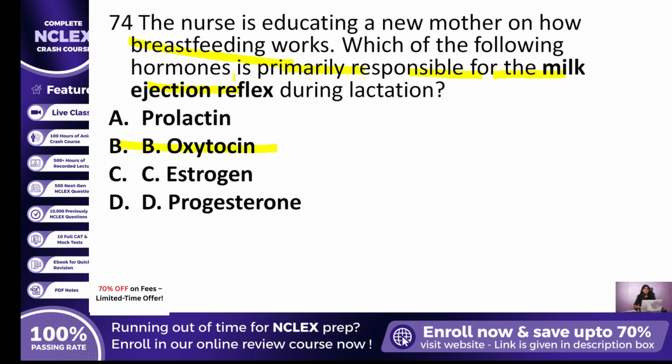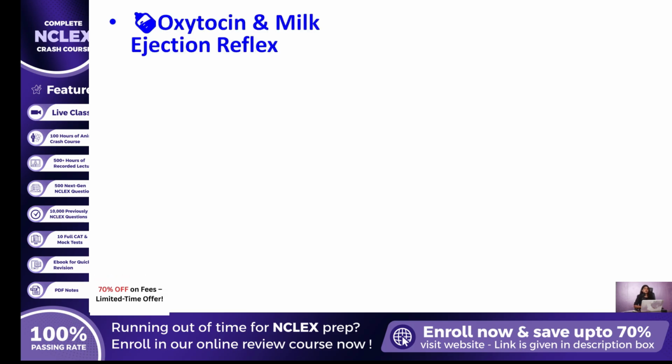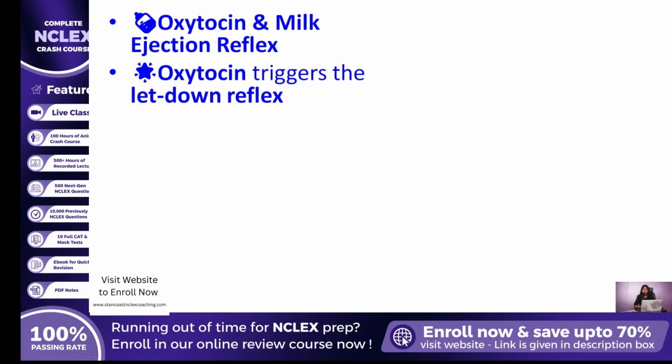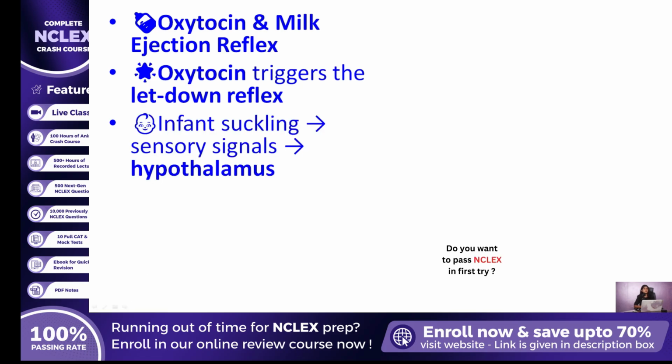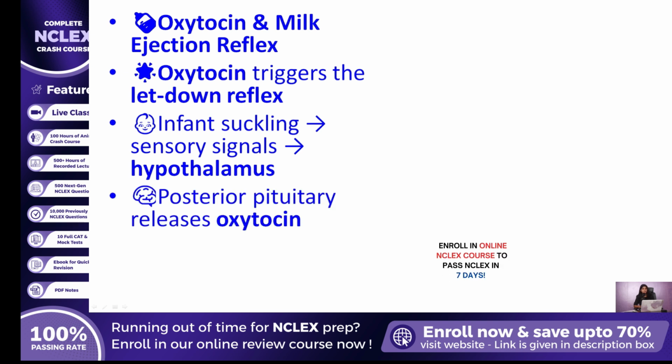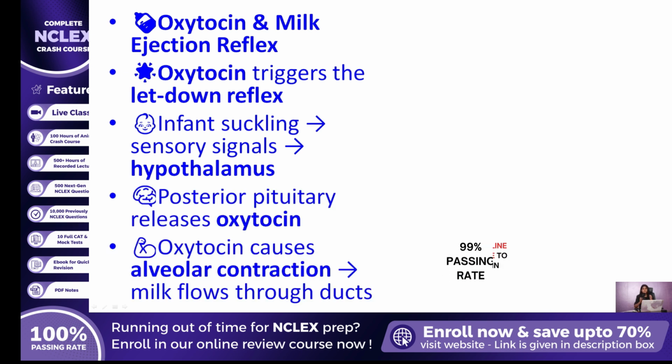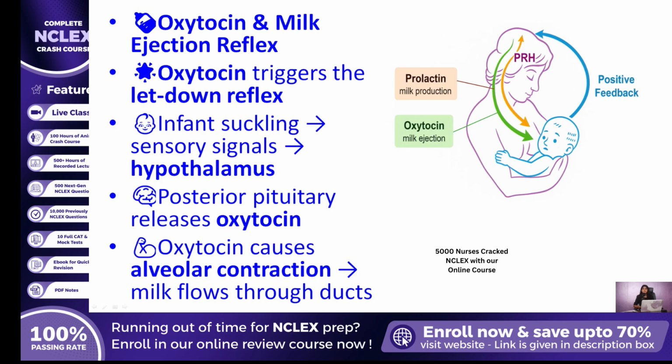Oxytocin. Here's the rationale. Oxytocin is the hormone responsible for the milk ejection reflex, also known as the let-down reflex. When the infant suckles at the breast, sensory signals travel to the hypothalamus, prompting the posterior pituitary gland to release oxytocin. This causes the smooth muscle cells surrounding the alveoli and the mammary glands to contract, propelling milk through the ducts and out of the nipple.